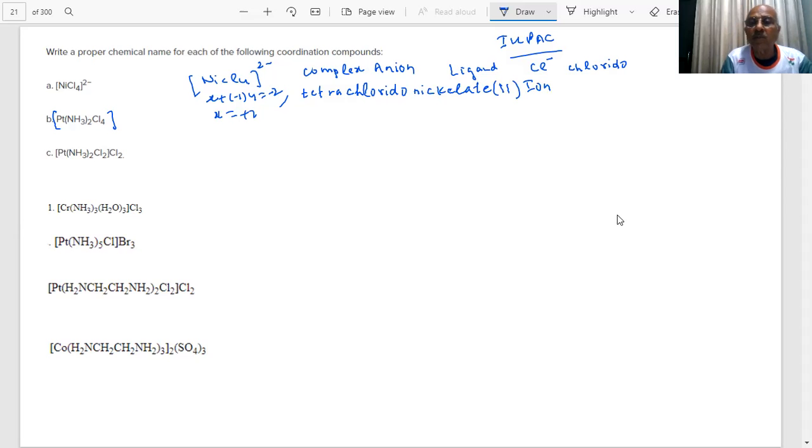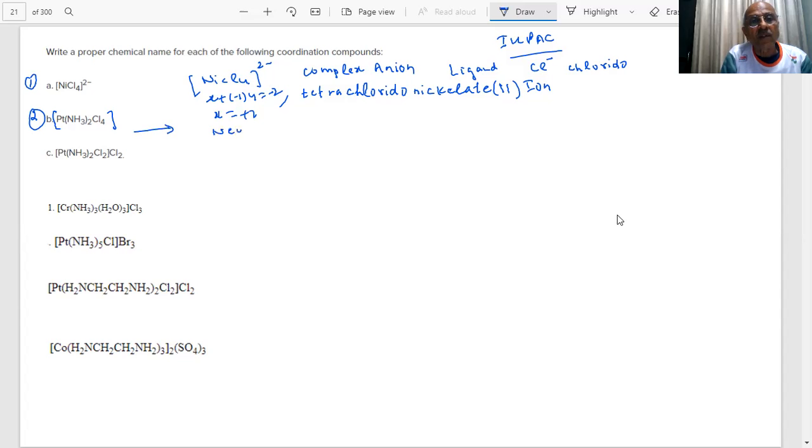See, we have to do some questions, then only we know what we are doing. If I have another question, this is question number 2. This complex is given: Pt(NH3)2Cl4. This is enclosed. How will we write the IUPAC name of this compound?